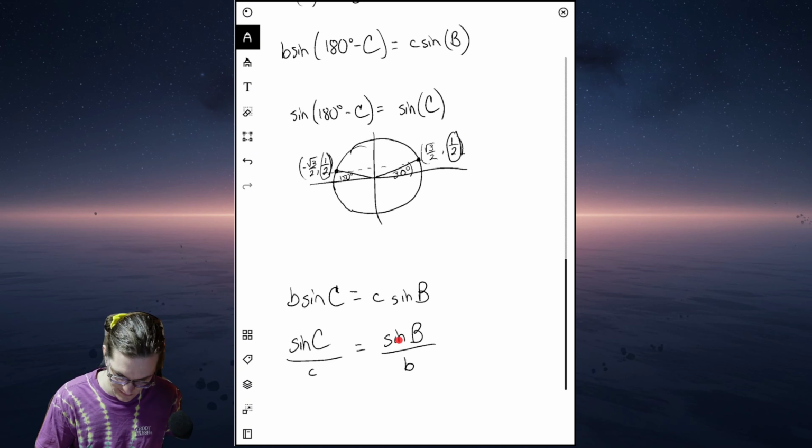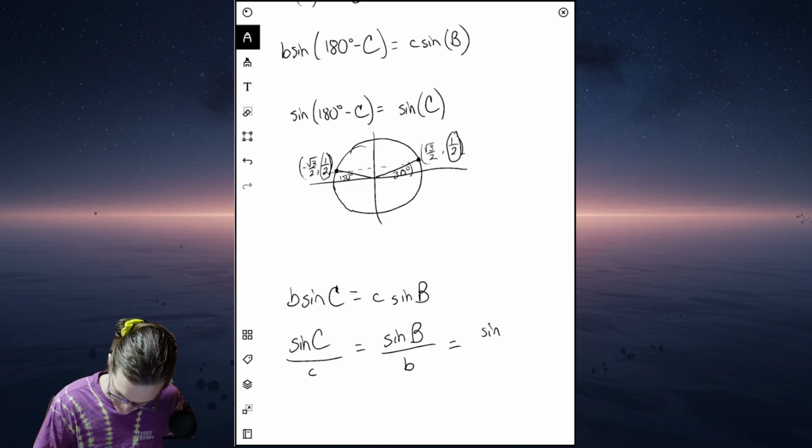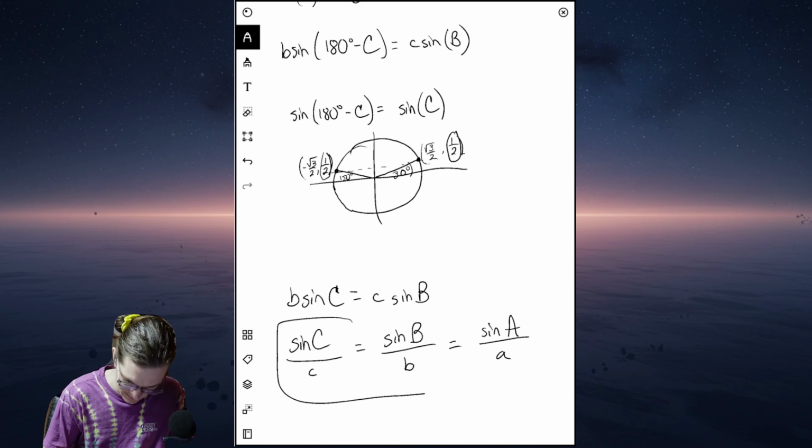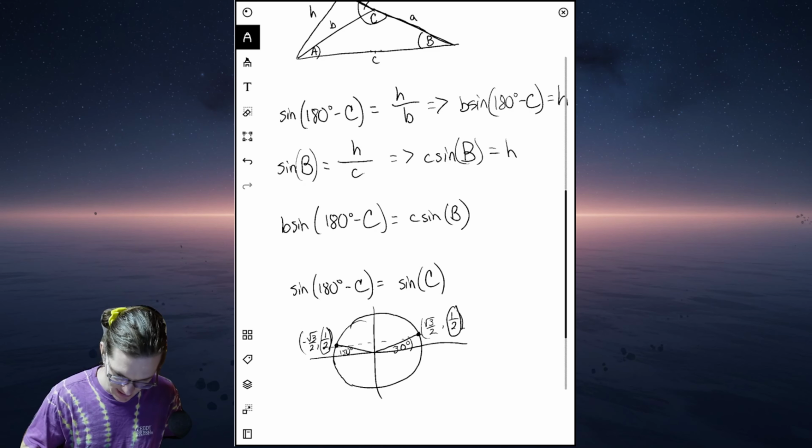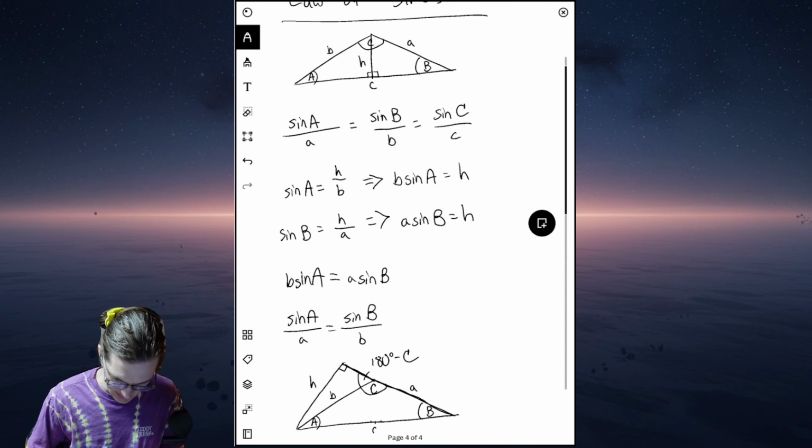And that means if we have sine of angle B over side B here, then we can just finish it off. That's your law of sines shown to be true. Okay? So there it is. That's how you get that. And why is it useful?